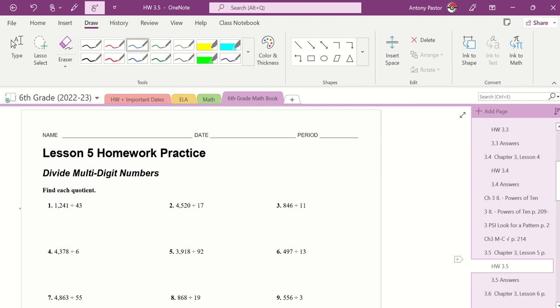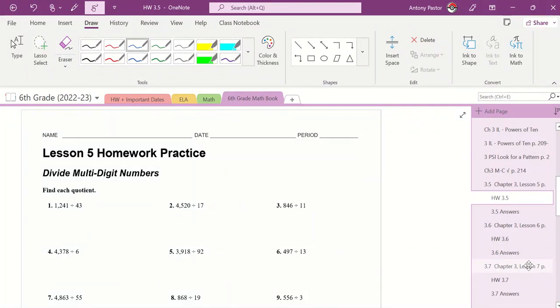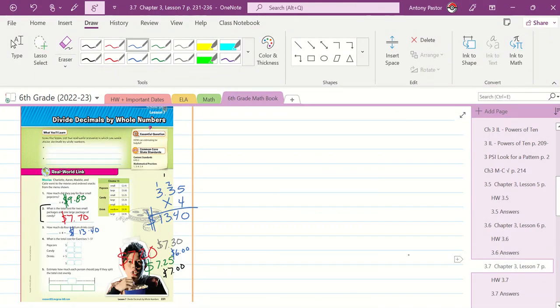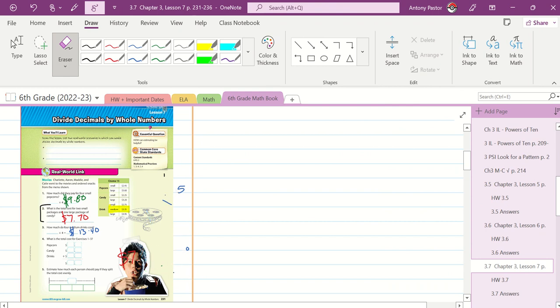After this one, we're going to look forward to, I believe we're dividing by decimals, if I'm not mistaken, for lesson 7, because we skipped 6. Lesson 7 is dividing decimals by whole numbers, and I just drew on that instead of erasing. So we will be dividing decimals by whole numbers in the next lesson.